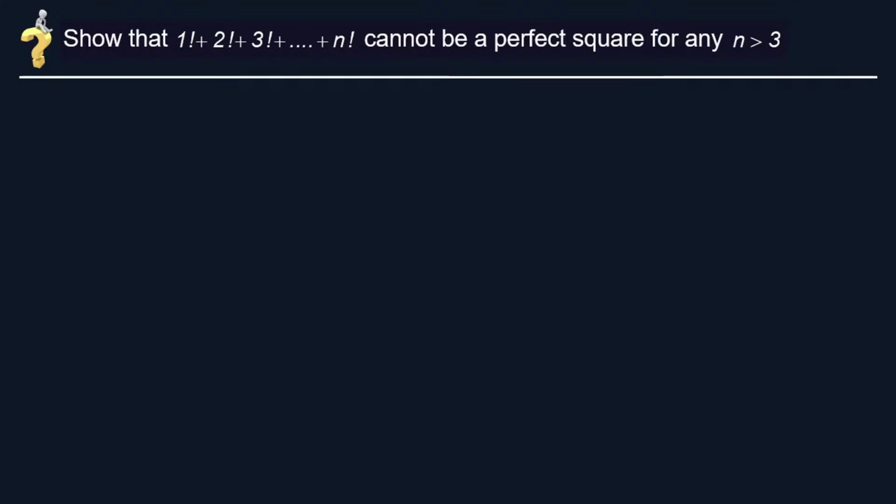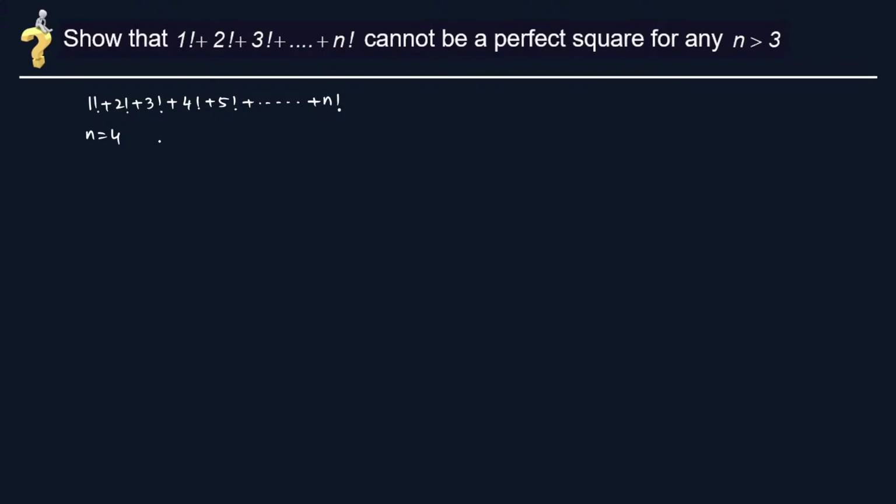See this question. The question is, show that 1 factorial plus 2 factorial plus 3 factorial, and if this thing goes on, 4 factorial, 5 factorial, till n factorial, is never a perfect square if your n is more than 3. That is, if you take your n as 4, 5, 6, whatever, you are never going to get a perfect square. That is the thing which is required to prove.